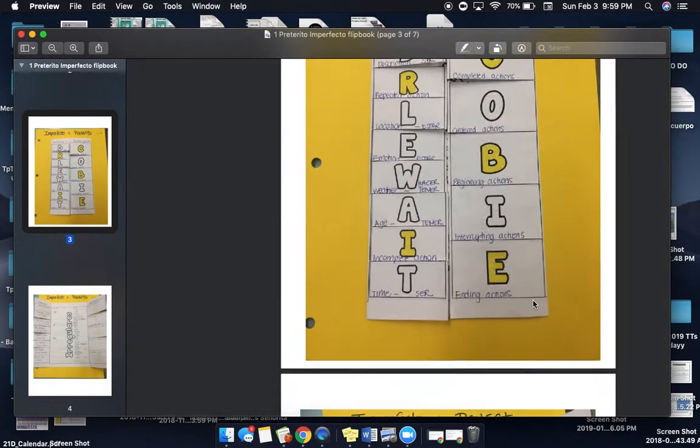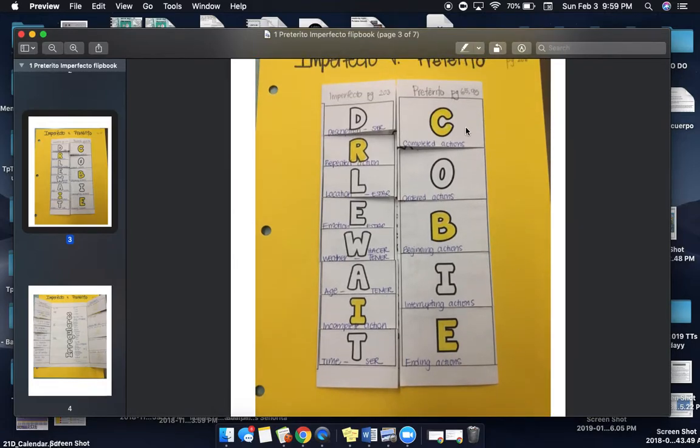So notice that there's a lot of ways in which completed actions, beginning actions, and ending actions are simply actions that are done, that they have a definite beginning and a definite ending. Okay? That's when you're going to use the preterite. When your actions don't have a definite beginning and a definite ending, that's when you go with either a repeated action or an incomplete action, and you're using the imperfect.